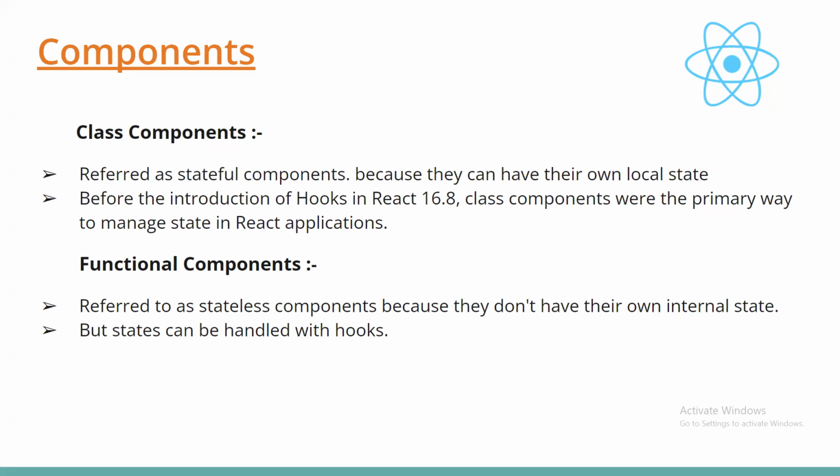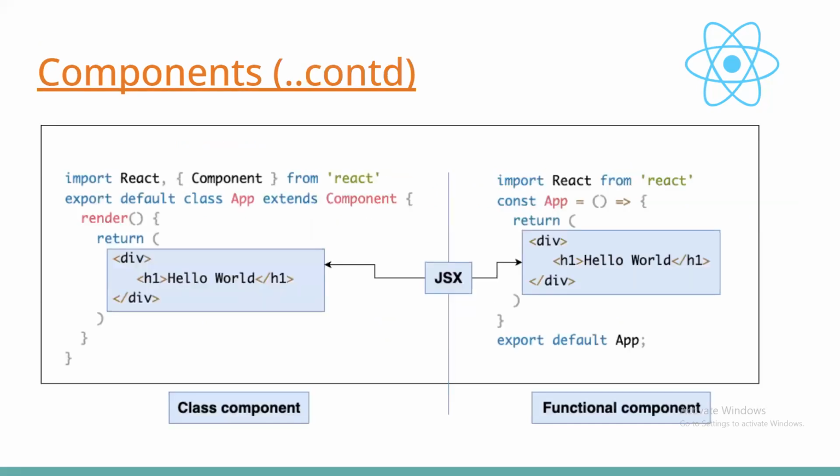So then why do we need class components? We can handle state in functional components. So why do we need to use class components? Currently everybody is mainly using functional components for developing applications. We have said that state can be handled with hooks. So a question will come: what are hooks?